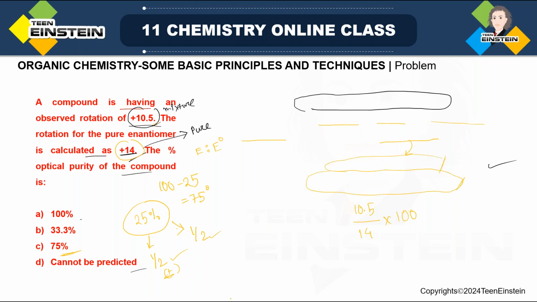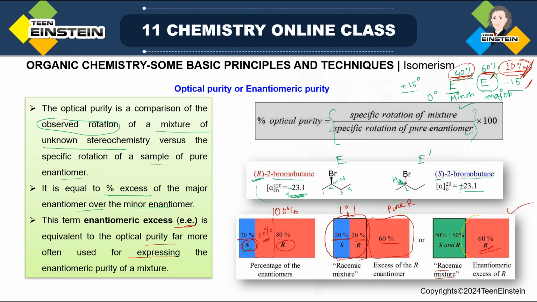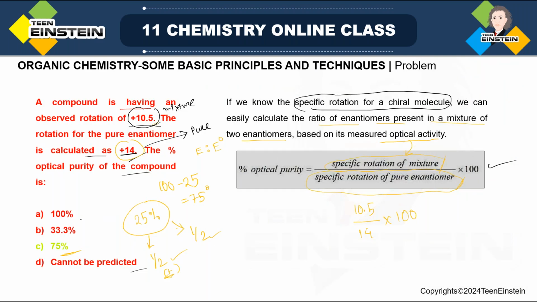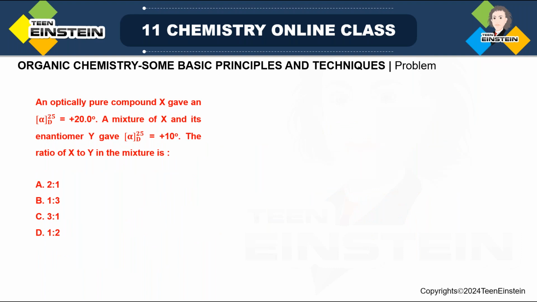Just look at the previous slide. Here we said 60% is the pure part. For the problem that we have solved, that 60% is now 75. Now we will solve another problem using the same formula, but it is somewhat different. Don't be confused between these two.